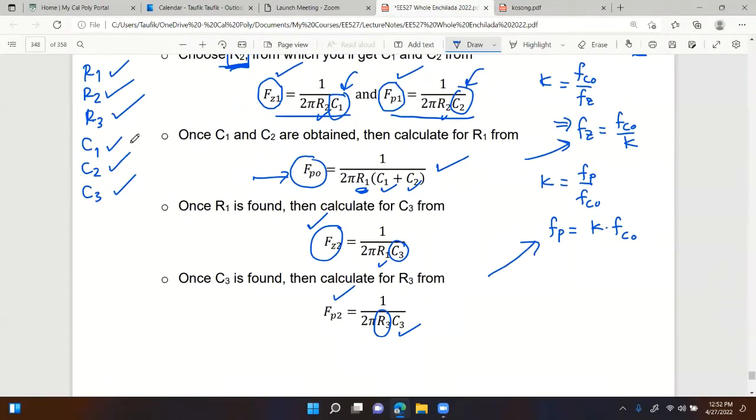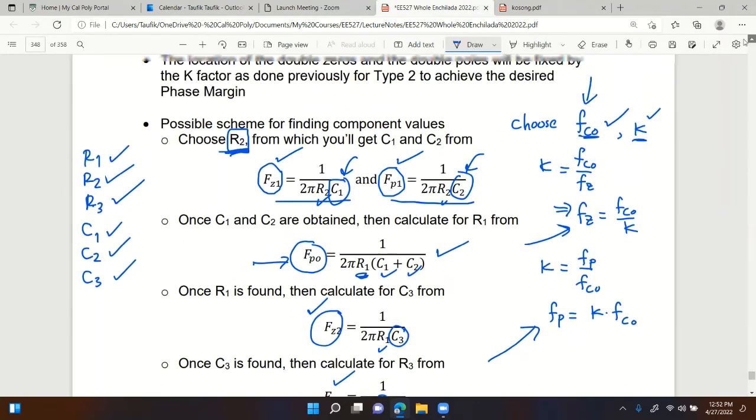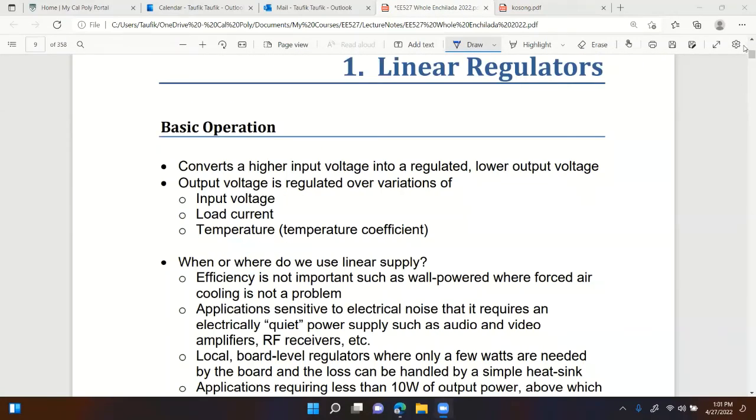Any question on this? Again, this is just one way, one method to do this. As you can see, you can do different methods, depending on which you initially choose. In this case, I initially chose R2. Any questions? So we're done with that chapter.